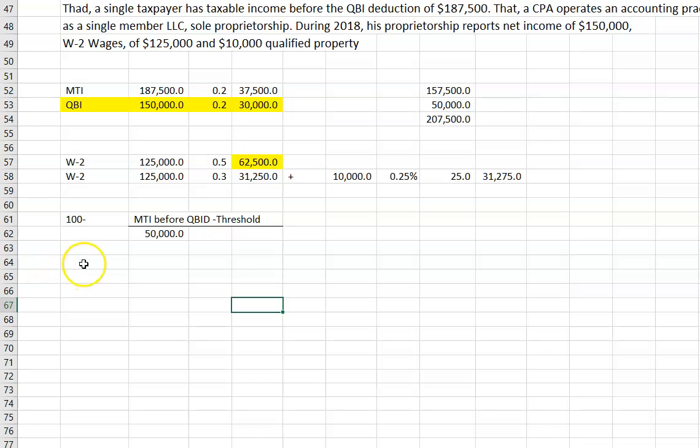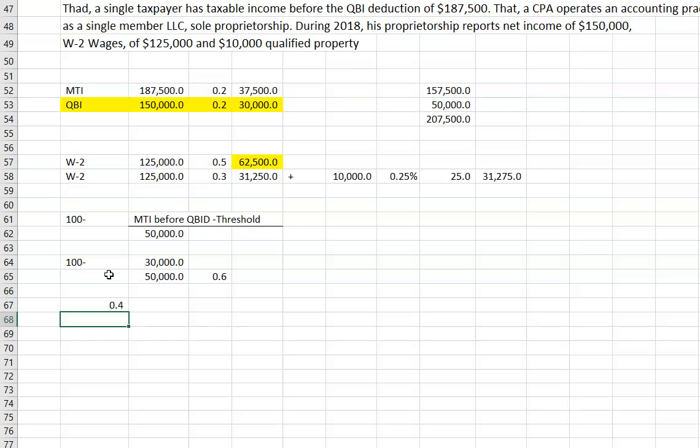All right, so let's put our numbers in. So we're saying that it's 100 minus modified taxable income, which for him is 187.5 minus threshold, so that is 157,500. That's the numerator. Denominator is 50,000. And so this portion is 60%. So 100 minus 60% is 40%. So you can just say 1 minus 0.6, and you know that it's 40%.